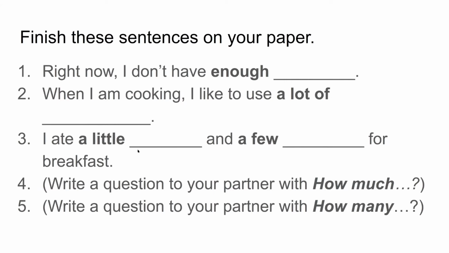All right, now number 3 is a little tricky. It says, I ate a little blank and a few blank for breakfast. So remember, one of these is not countable and one of these is countable. So again, finish that sentence. Now, it doesn't have to be true. You can make up something. Maybe you say, Mr. John, I didn't have breakfast. Well, just make up something, invent something. Okay.